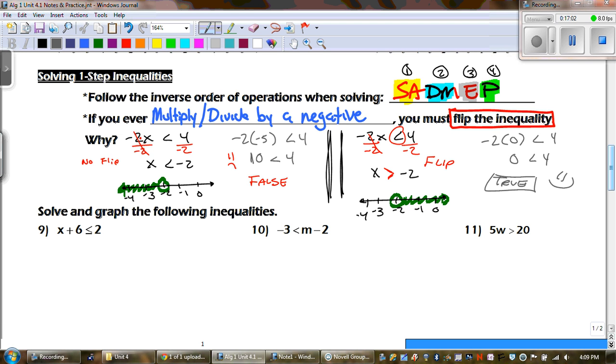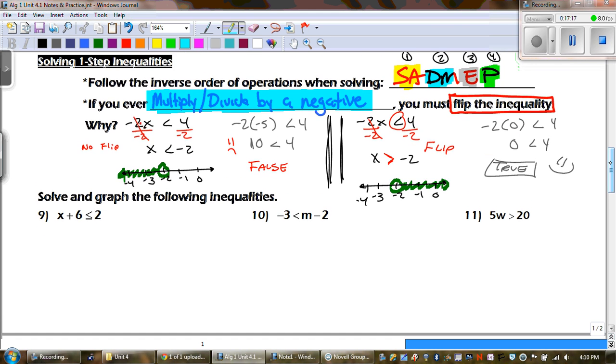So you got to remember to flip the sign only, guys, only because we saw some kids doing this for everything when you multiply or divide by a negative. All right, let's do some examples together. It says solve and graph the following inequalities.